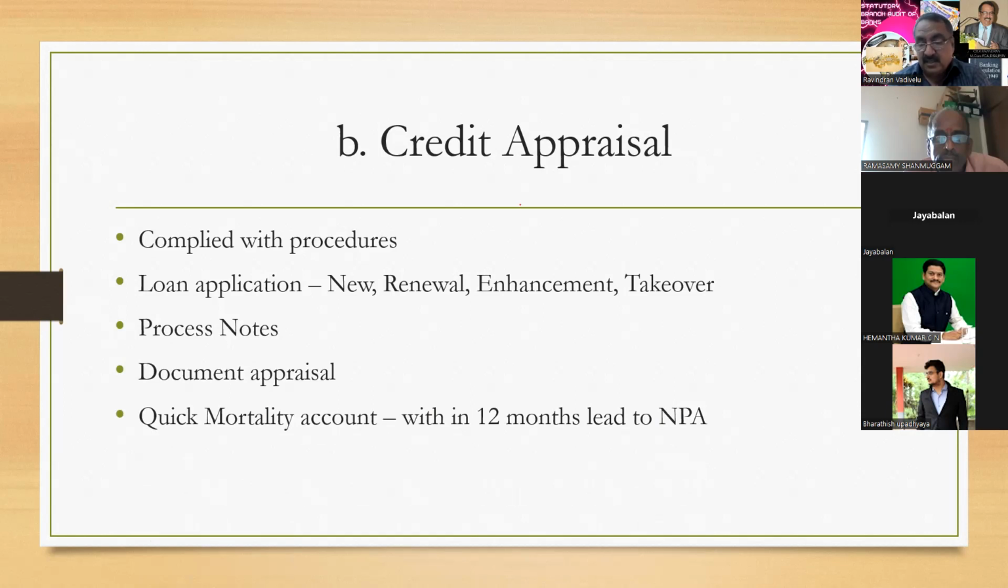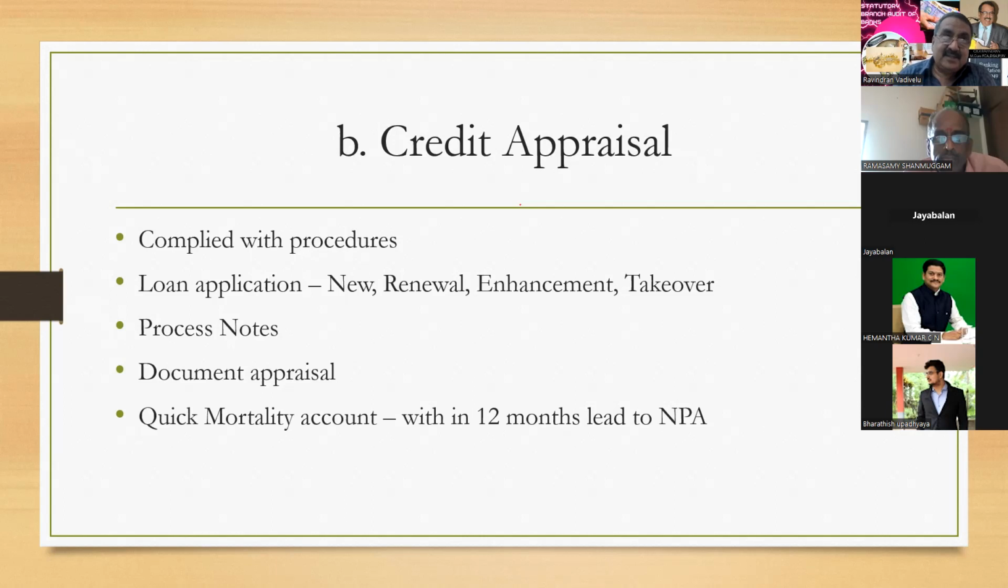And I cannot name the bank. So here, if a manager has sanctioned the loan, within a period of 12 months, if that account has become NPA, then that is called quick mortality. Here I want to share two experiences of mine. One is on quick mortality.